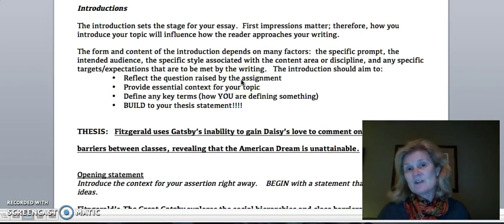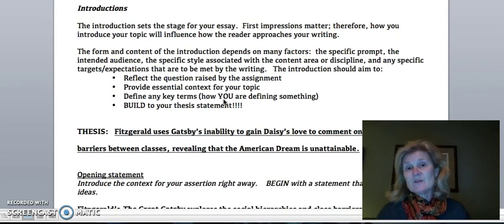Remember, my introduction has to reflect the prompt or the question that I was asked to answer. It has to provide essential context for my topic. Any key terms that the reader might not be sure of, I should define in my introduction. And the last statement of your introduction is always your thesis statement. So you want to make sure you're building towards that big claim that you're going to make at the end, that final sentence of your introduction.